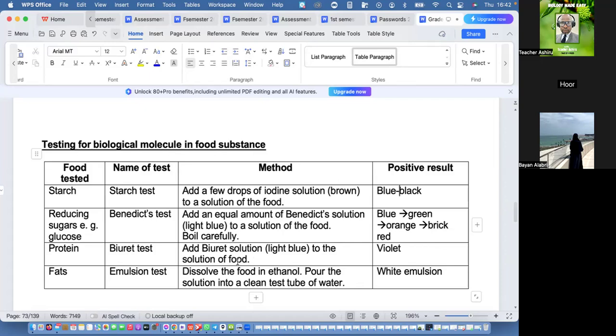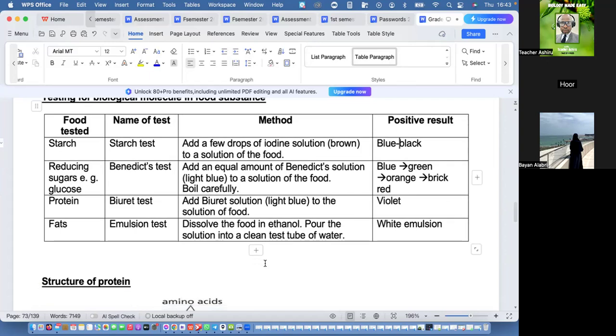The test for fats is called emulsion test. Emulsion test. How do you do it? You dissolve the food in ethanol. Ethanol is a kind of alcohol. So you dissolve the food that you want to test in ethanol. Then pour the solution into a clean test tube of water.